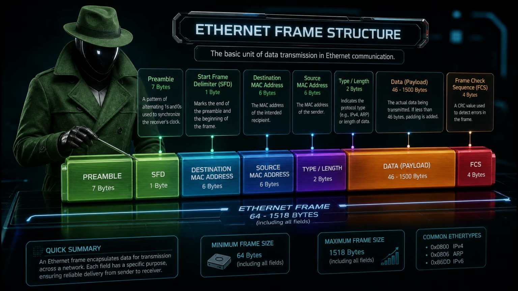Preamble, SFD, destination MAC, source MAC, type, data and pad, FCS at the back. From 64 to 1500, 18 bytes in size. Ethernet frame structure, now you've got the eyes. Every frame starts with synchronization and ends with error check. Ethernet frame structure, that's the protocol tag.